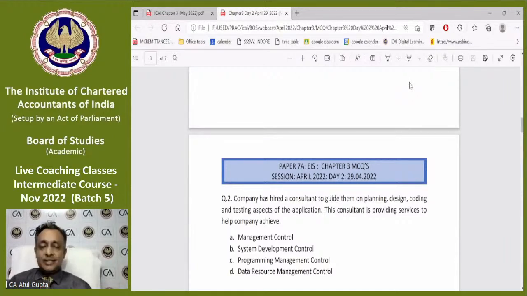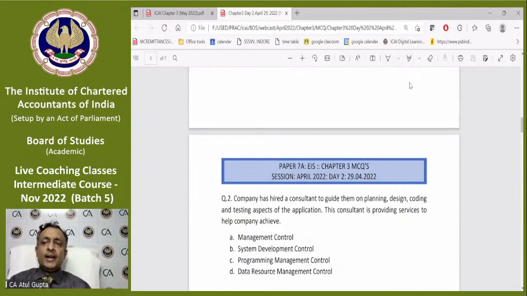Question 2. The company has hired a consultant to guide them on planning, designing, coding, and testing aspects of the application. This consultant is providing services to help the company achieve. This was a giveaway. Yes, Shraddha, D is correct. First question done. Now question 2.